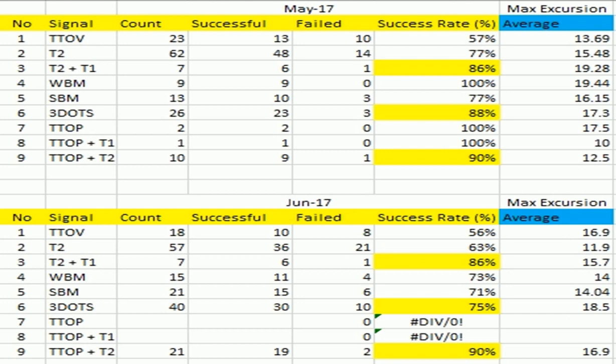This is a table provided by one of our room members that gives some of the various signals that we use in the room and the success rate associated with them and the average maximum excursion that occurs off of those. This room member did this in May and June, and we've continued to do these more casually since that time.